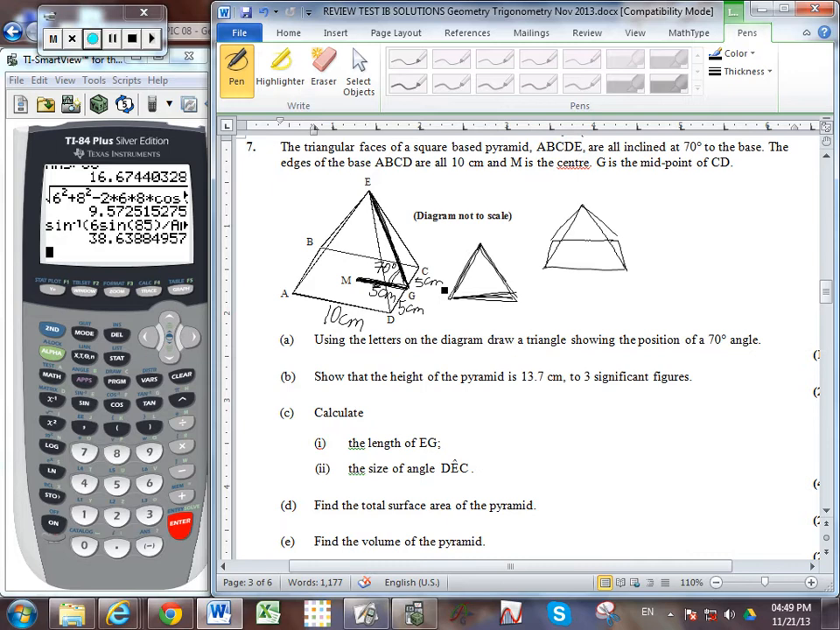So using the letters on the diagram, draw a triangle showing the position of a 70-degree angle. So they want a triangle. Let me just complete the triangle by creating the height. That's always a nice one to do because the height is perpendicular to any line running along the flat base.